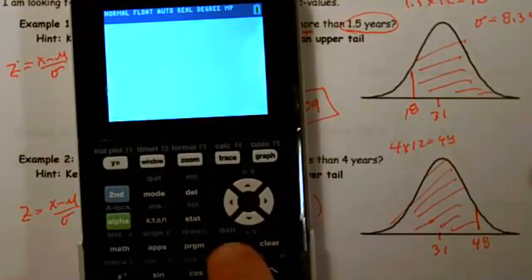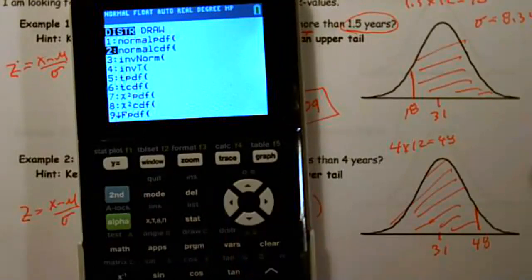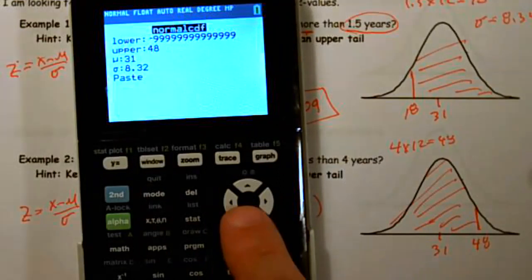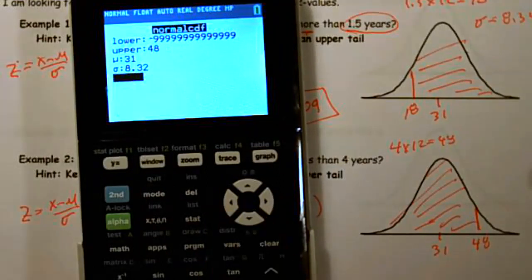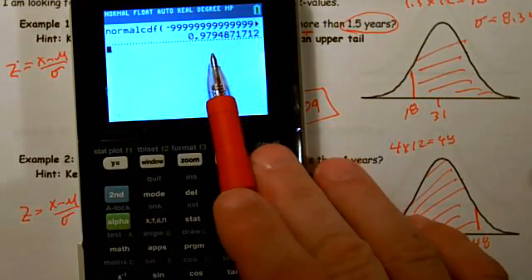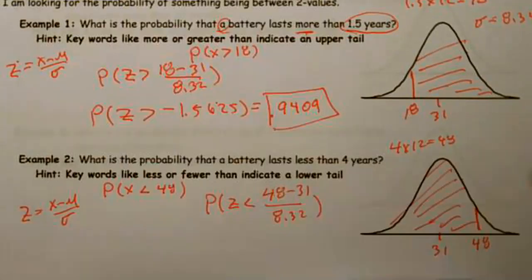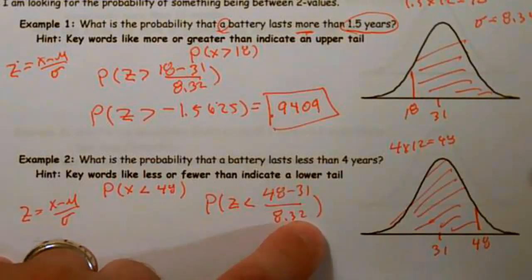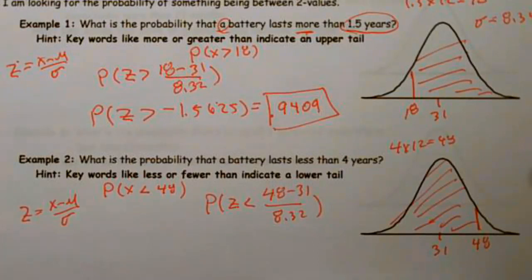So second vars, normal CDF. In this case, my lower bound is negative infinity, because I can tell that by the shading. My upper bound is 48. My mean is 31. My standard deviation is 8.32. And I get about 98% as my answer. Now, the only thing I don't like about the normal CDF is that I really should be calculating my Z-score by hand. But other than that, it's a great tool.